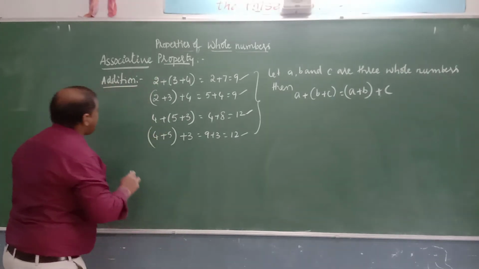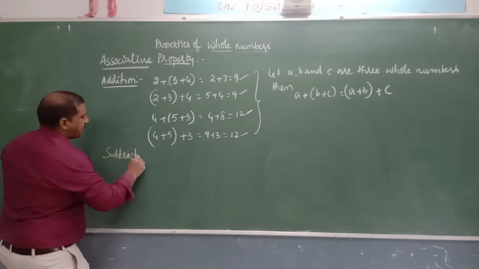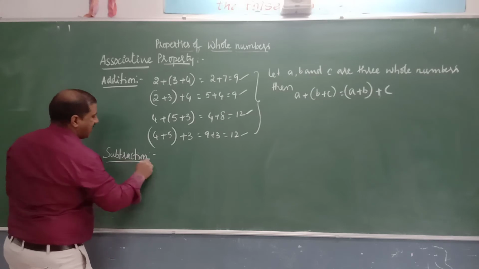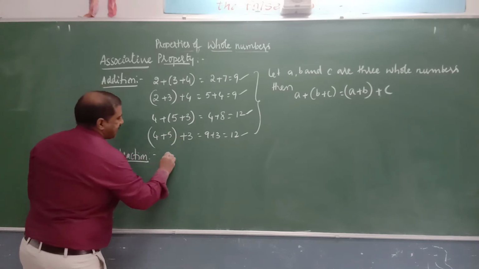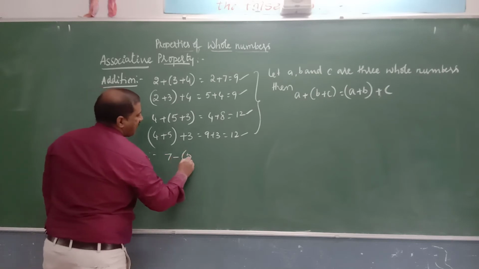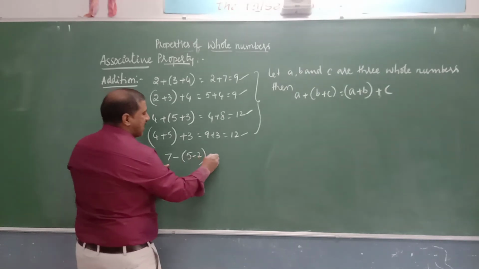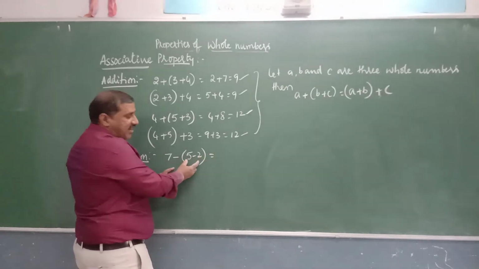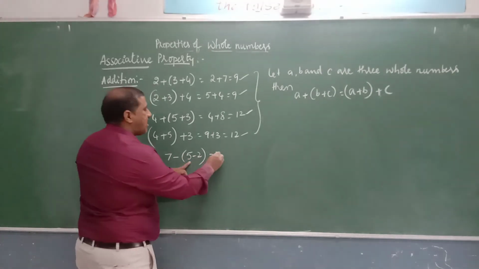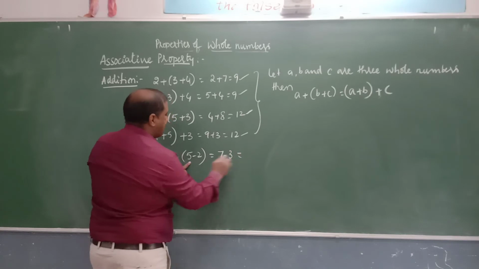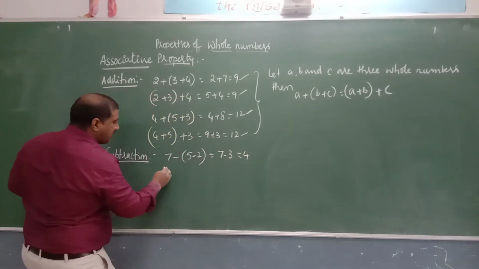Now what about subtraction? We will discuss subtraction. So what do we get under subtraction? Let us take these three whole numbers: 7 minus (5 minus 2). What do we get by simplifying this? First you need to subtract 5 and 2. 5 minus 2 is 3. Therefore it is 7 minus 3, and we will get 4.